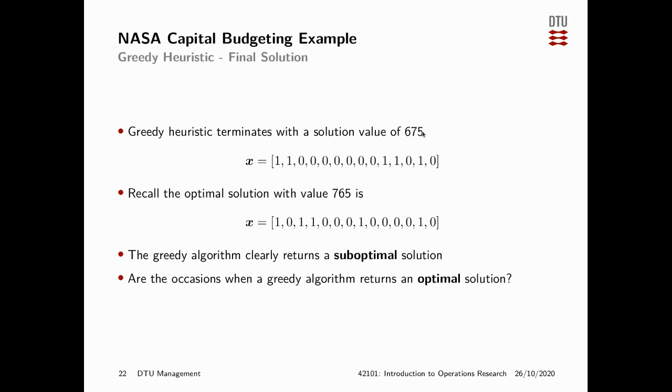And if I compare this to the optimal solution, remember it had a value of 765, there is quite a difference there. So the greedy algorithm in this case clearly returns a suboptimal solution. And if you look at the 2 solutions, you'll see there are some differences, right? In particular, the optimal solution does not include mission 10. And that was something that we put into the solution very early in the greedy approach.